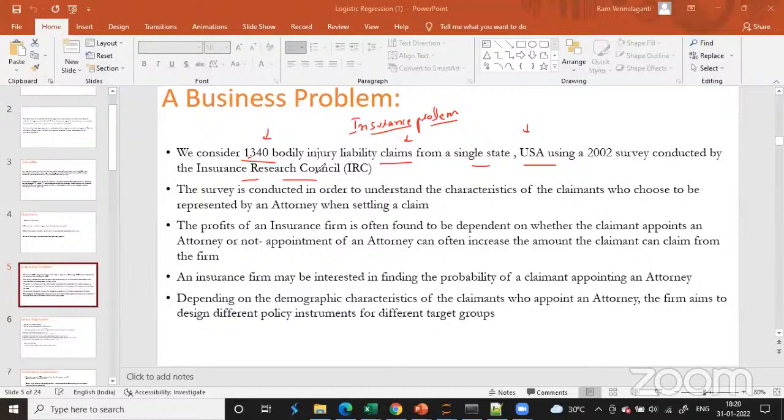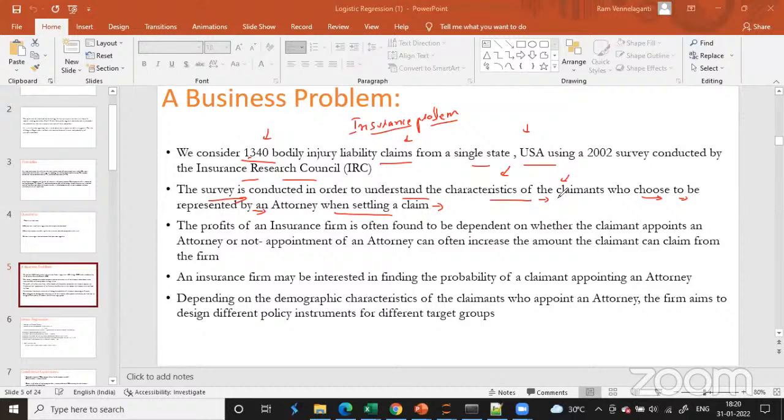This survey or data has been collected by Insurance Research Council. What is the purpose of this survey? The purpose of this survey is to understand the characteristics of claimants, people who are claiming for their insurance payment, who wish to be represented by a lawyer when they are settling their insurance claim. What is the question? We have to understand the characteristics of claimants who wish to be represented by a lawyer when they are trying to settle their claim.